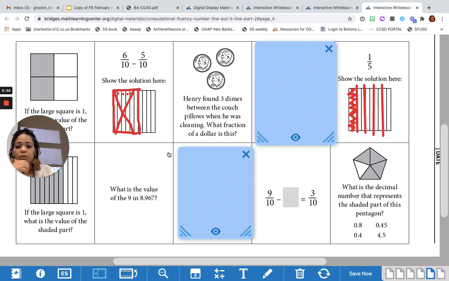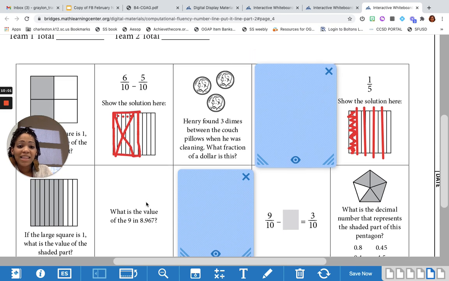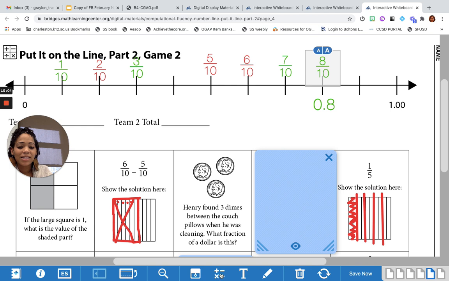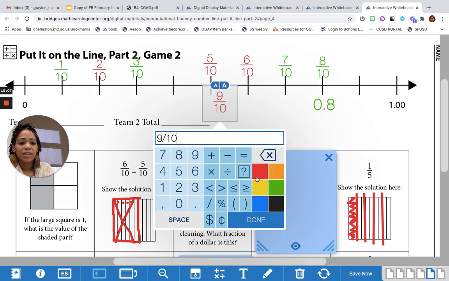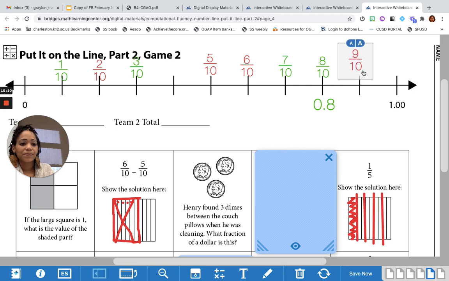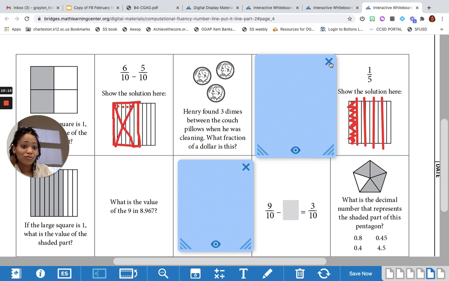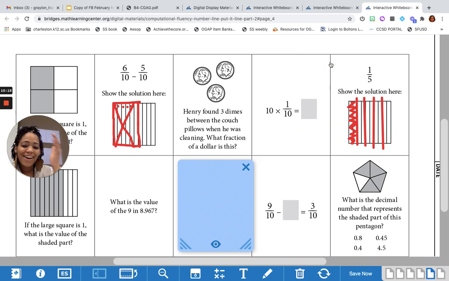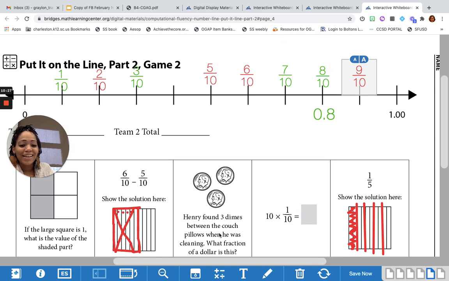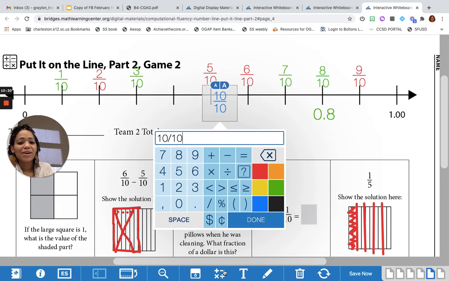Let's go here. What is the value of the 9 in 8 and 967 thousandths? Oh, do y'all know what place that's in? It's in the tenths place. Yes, so now I get to put up 9 tenths. Okay, now you guys, maybe this one. No! 10 times 1/10. What is it? Good. It is 10 tenths, which is 1 whole.